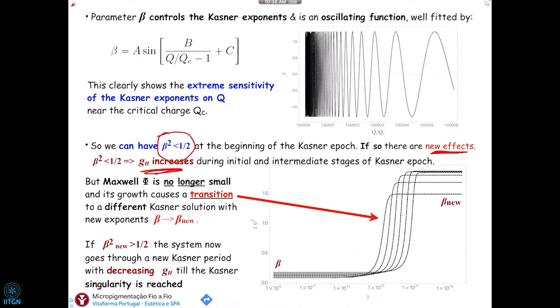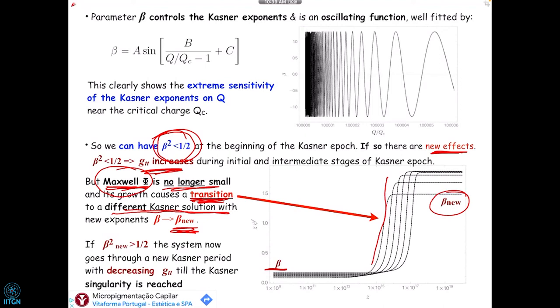But when it starts increasing, then the Maxwell field is no longer small. It also starts increasing. And now that the Maxwell field starts increasing, it will back react on the gravitational field, and it will cause a transition to a new Kasner solution that is described by a new beta. So if we plot here beta, beta initially is like this. It is smaller than one half, but the growth of the Maxwell field will cause a transition to a new beta that can now be bigger than one half. So instead of having one Kasner cosmology, I have two. I have a transition from one to the other.